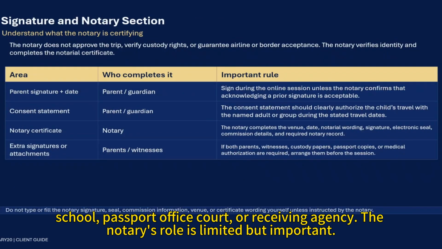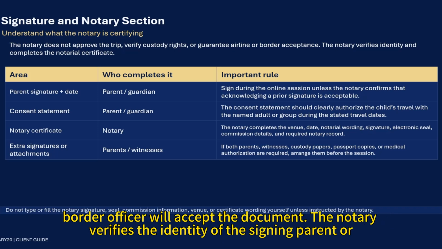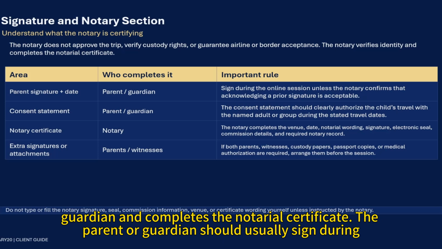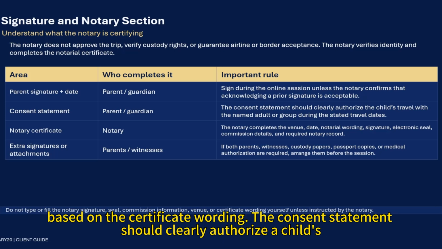The notary's role is limited but important. The notary does not approve the trip, verify custody rights, or guarantee that an airline or border officer will accept the document. The notary verifies the identity of the signing parent or guardian and completes the notarial certificate. The parent or guardian should usually sign during the online notary session unless the notary confirms that a different signing method is acceptable based on the certificate wording.